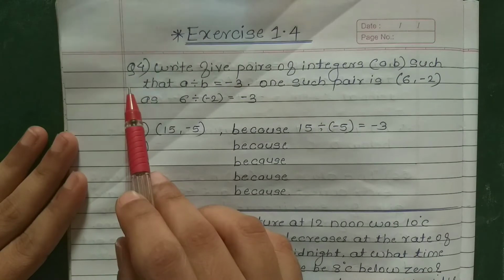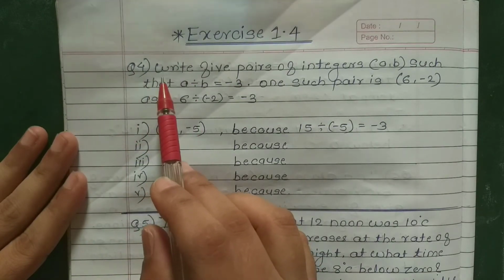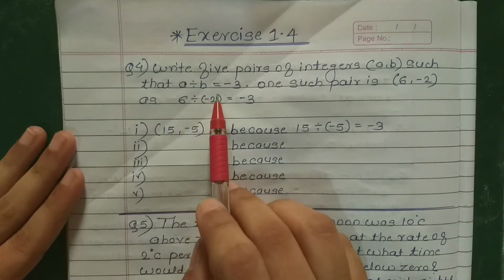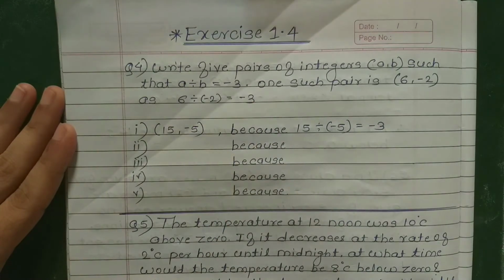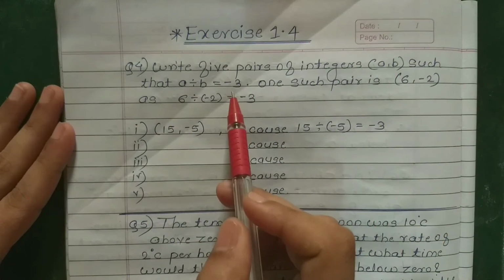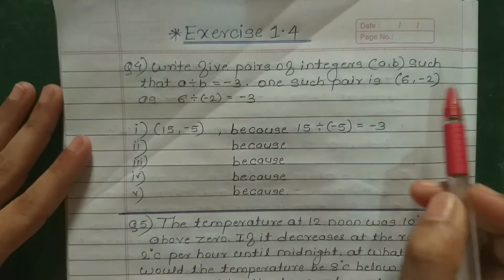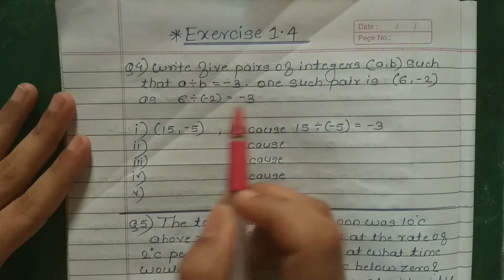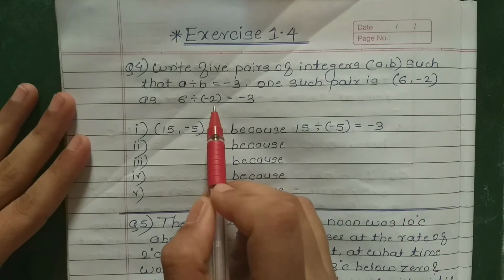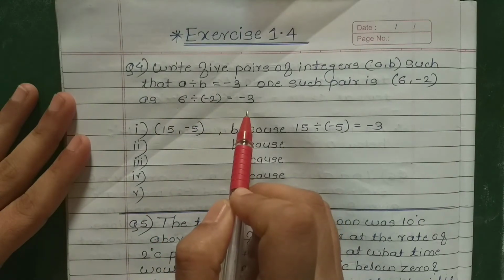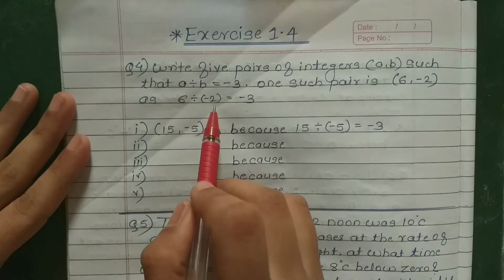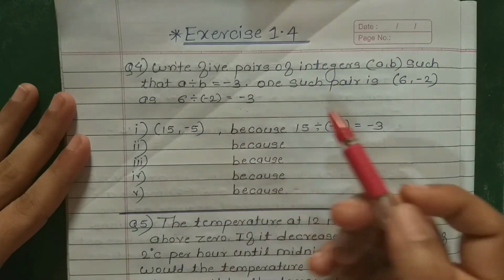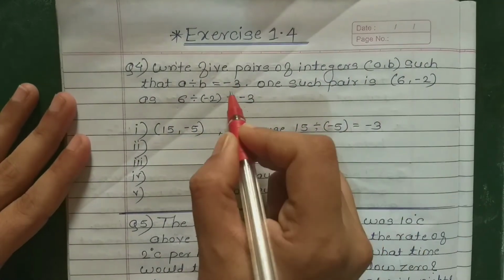Now look at example number 4 here. Write 5 pairs of integers a, b such that a divided by b is equal to negative 3. Now we have to find a pair of integers which gives you the answer negative 3, like the pair 6, negative 2. Now 6 divided by negative 2 is negative 3, since one integer is positive and one is negative. So the answer is negative. When we divide a positive integer by a negative integer, the answer is negative. Like this pair we have to find 5 such pairs which give the answer negative 3.